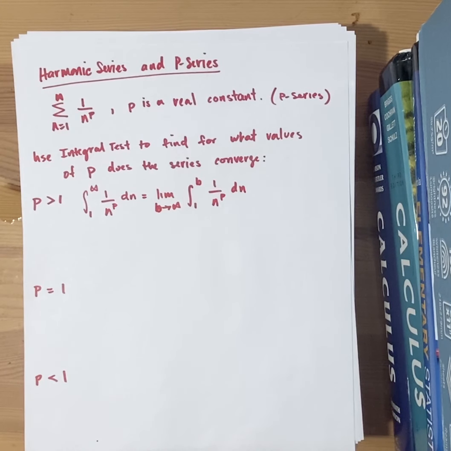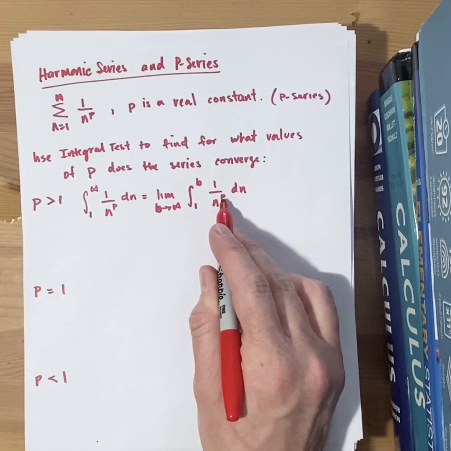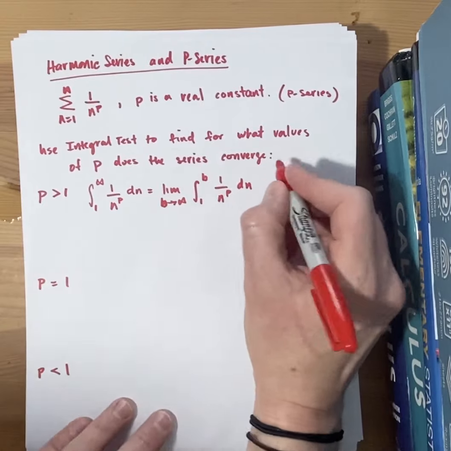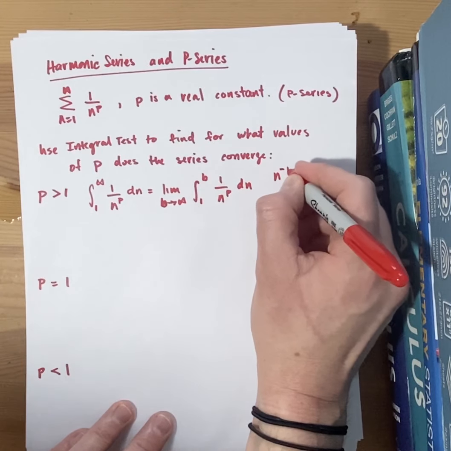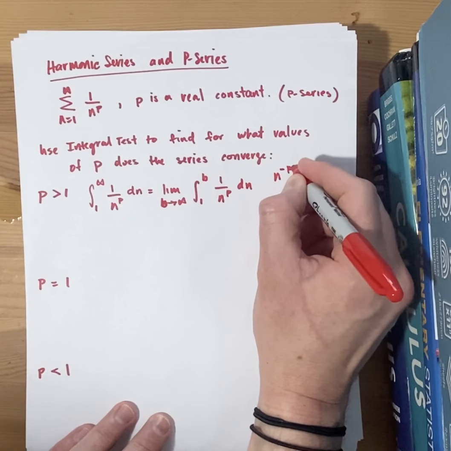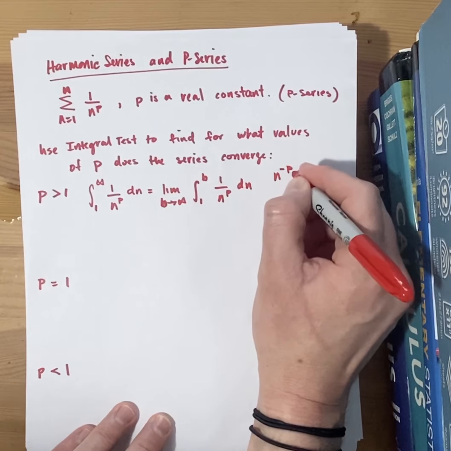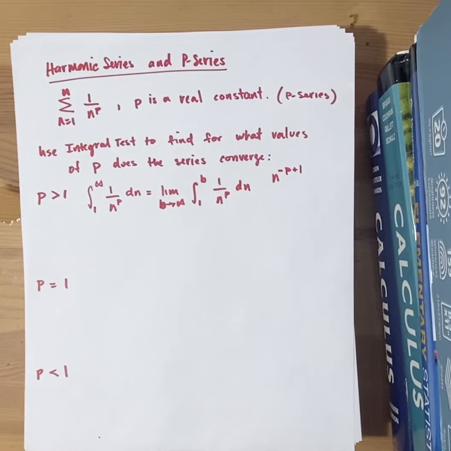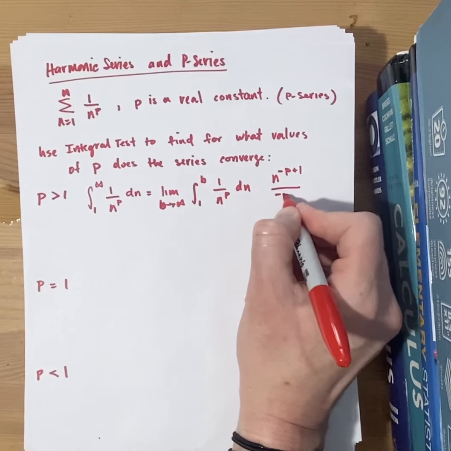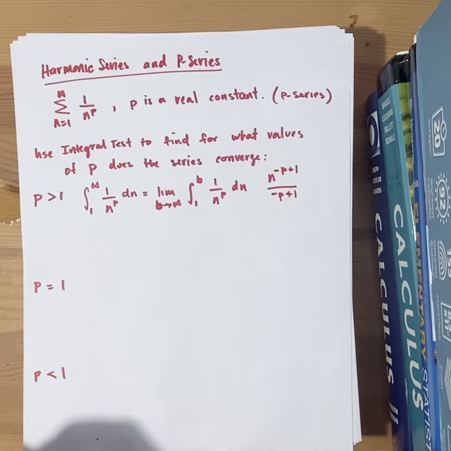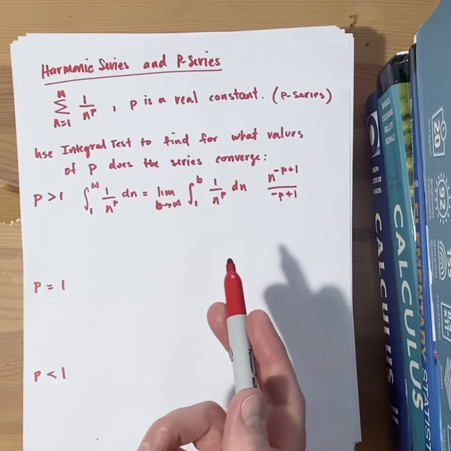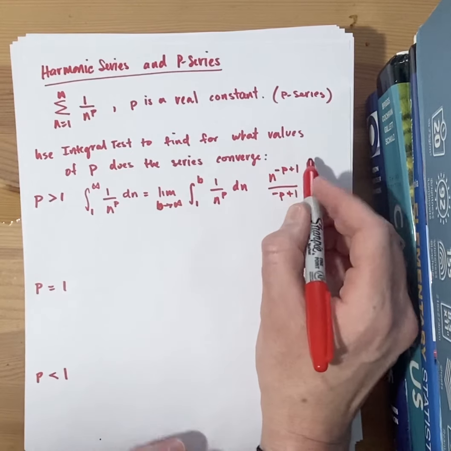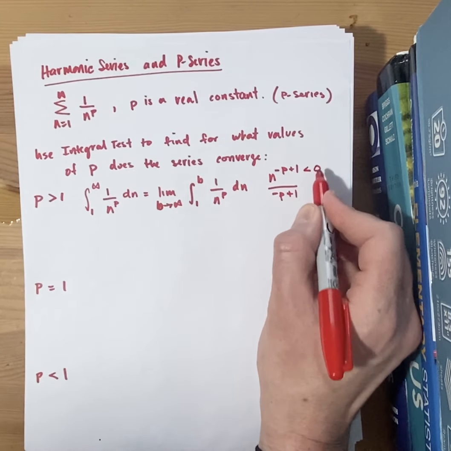Now, because p is greater than 1, it could be 2, 3, anything like that. What will wind up happening is, if we want, we could rewrite it as n to the negative p, right? And if you add 1 to that, it'll still be a negative. So it'll be n to the negative p plus 1 over negative p plus 1. But we know that because p is greater than 1, this is still going to be less than 0, okay?